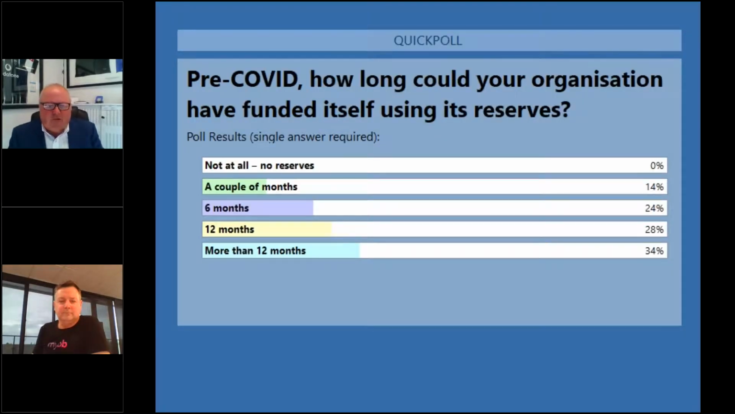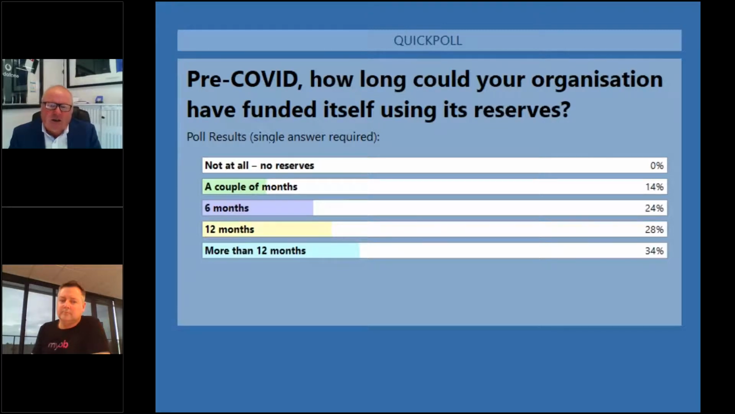Yeah, just come through the second, Richard, which is pretty good. And those that didn't have any reserves will certainly recall having weekly board meetings, because they may have had to close the doors. So we had 14% with only a couple of months of reserves, 24% with 6 months, 28% with 12, and thankfully the lion's share had more than 12 months in reserves, being 34%.